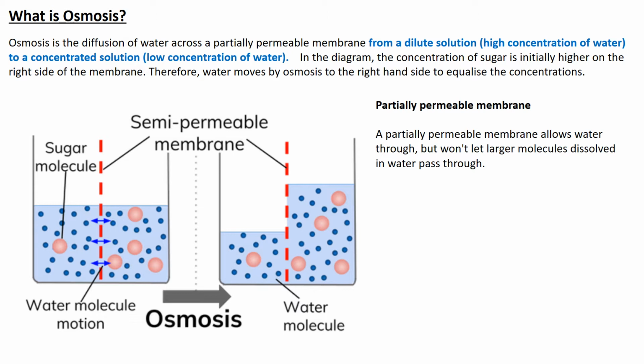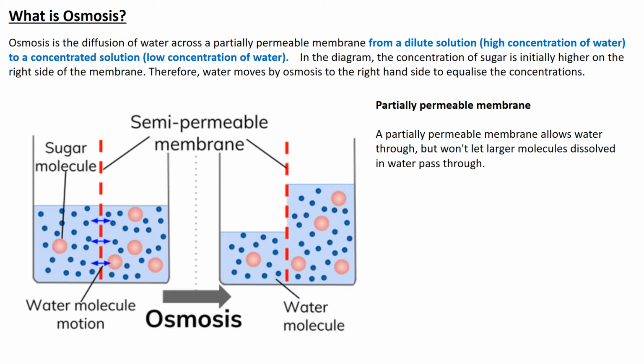So the diagram shows me my semi-permeable membrane. Now, cell membranes and cell walls are semi-permeable membranes. So that's important to remember. When they're talking semi-permeable membrane, they mean the outside of a cell. That's all they are talking about.